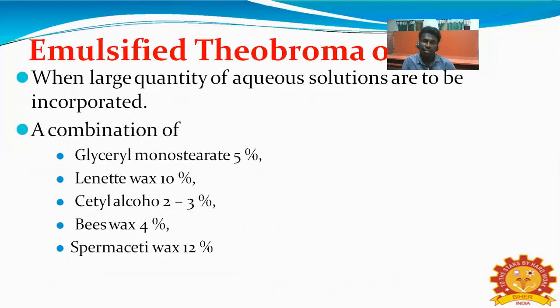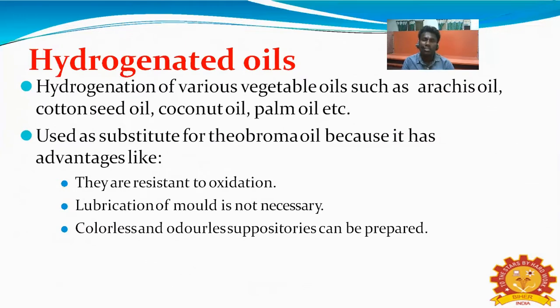Emulsifying theobroma oils. When a large quantity of aqueous solution is to be incorporated, a combination of glycerol monostearate 5%, wool wax 10%, cetyl alcohol 2 to 3%, fish wax 4%, and spermaceti wax 12% is used. Hydrogenated oils: the hydrogenation of various vegetable oils such as arachis oil, cottonseed oil, coconut oil, and palm oil. Used as a substitute for theobroma oil because they have advantages like being resistant to oxidation. Lubrication of the mold is not necessary. Colorless and waxless suppositories can be prepared.